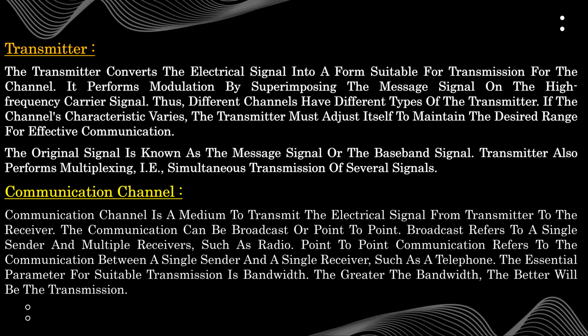Next one, the communication channel. The communication channel is a medium to transmit the electrical signal from transmitter to the receiver. The communication can be broadcast or point to point. Broadcast refers to a single sender and multiple receivers, such as radio. Point-to-point communication refers to communication between a single sender and a single receiver, such as a telephone. The essential parameter for suitable transmission is bandwidth. The greater the bandwidth, the better the transmission.